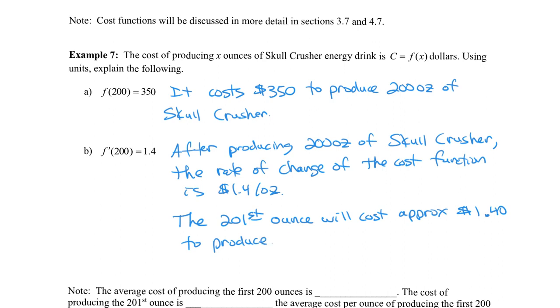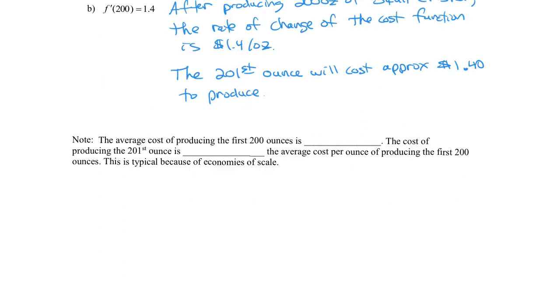Now technically this holds going the other direction also, so you could say the 200th ounce also, right? We're assuming these hold steady for 1 unit, and I wrote approximately here because really we're thinking of an instantaneous rate of change holding steady for 1 unit. So basically it means we have made 200 ounces, and at that point the cost function is changing by $1.40 an ounce, which means if I make one more of these, it's going to cost about $1.40. Okay, so either of these are okay. Hopefully they make sense.